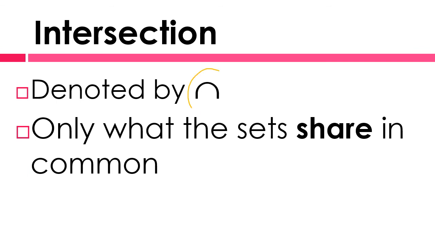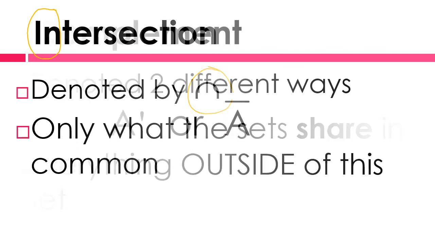Intersection is this shape. I say it looks like an N, like intersection, in. It's only what the sets share with each other, or what they have in common. So if you're looking at a six-sided die and another six-sided die, they would have all of the same numbers, so the intersection would be all of their numbers. And we'll talk about more of that when we talk about Venn diagrams.